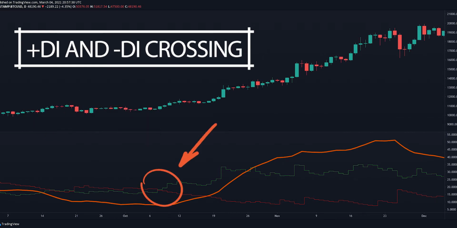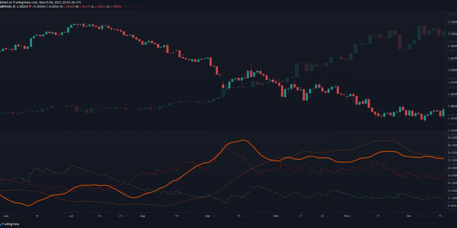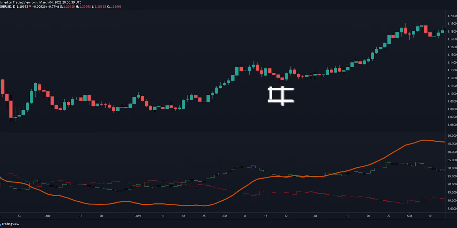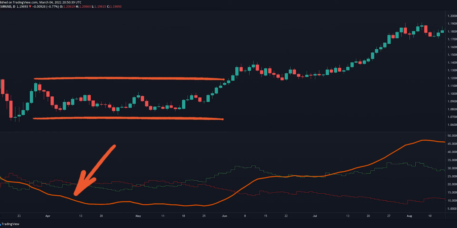If the plus DI line crosses above the minus DI line and the ADX is above 25 or 30, you can consider this as a buy signal. On the other hand, if minus DI crosses above plus DI and ADX is again above 25 or 30, then you have to look for a short signal. If ADX is below 30, that means that you have to escape trend following strategies and find a way to trade a ranging market.